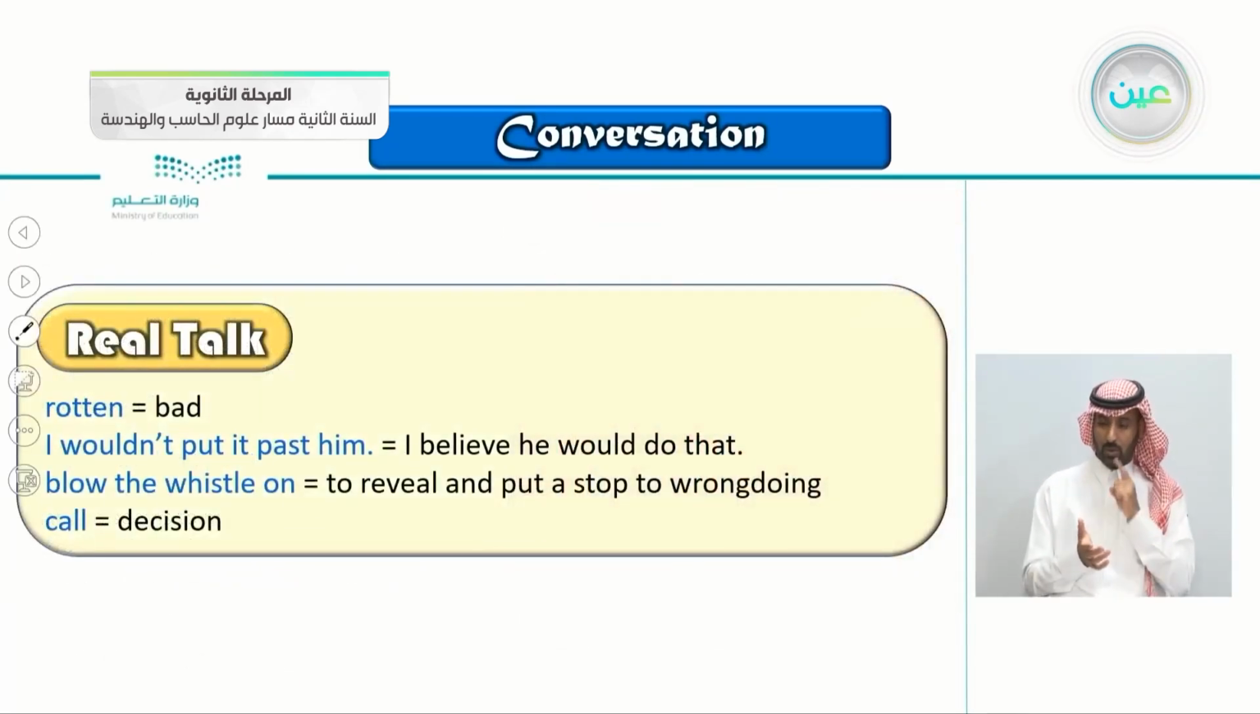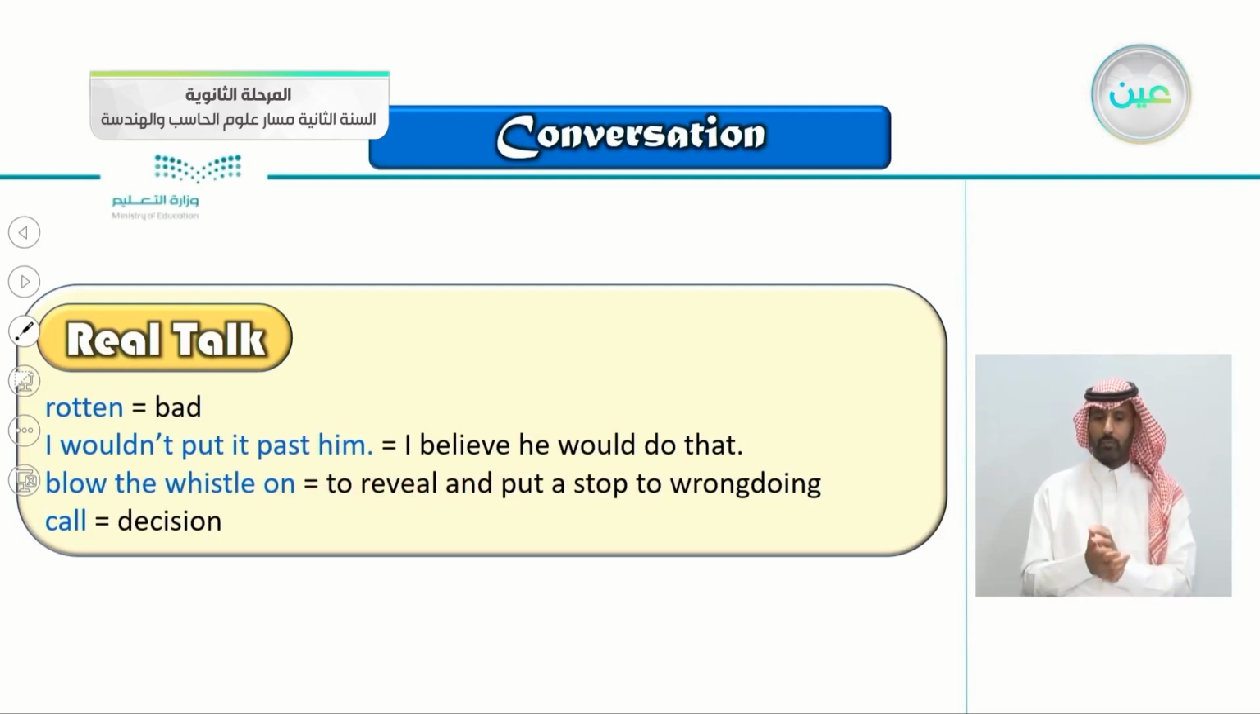So this is the real talk here. Rotten means bad. When he said he put you in a rotten position, and "I wouldn't put it past him": when he asked, do you think that he might steal something from the cash register, he said, I wouldn't put it past him. I believe he would do that. When you say, I wouldn't put it past him, it means that you believe that he would do that. Yes. Blow the whistle on him. To blow the whistle means to reveal and put a stop to wrongdoing.